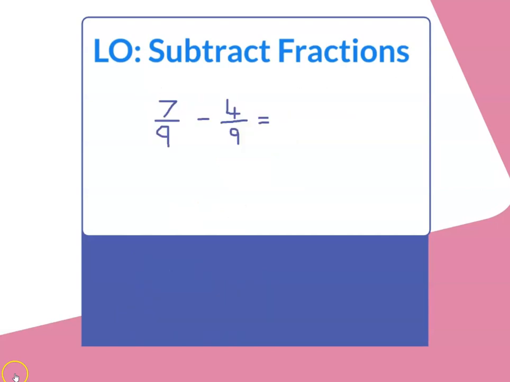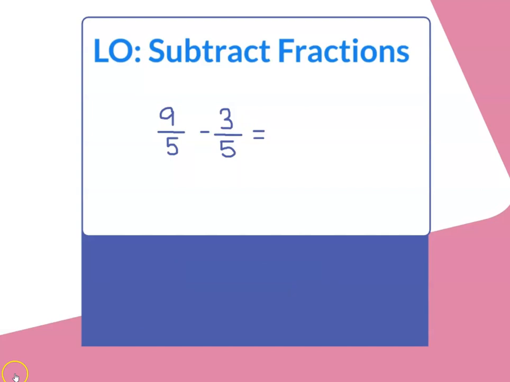Here's one for you to try at home. I want you to draw out the bar model and show the calculation, subtracting 4/9 from 7/9. Then complete the number sentence. Pause the video whilst you have a go. This bar model shows 7/9. Now we'll take away 4/9 and we are left with 3/9.